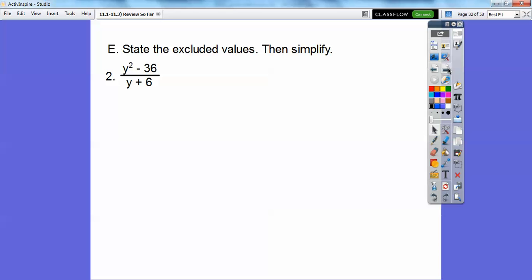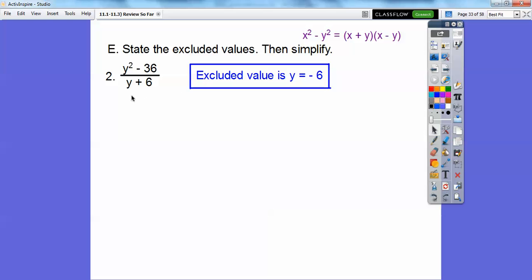Okay, and then let's go ahead and state the excluded values right here. The excluded value is when this denominator equals 0, so y equals negative 6. And then don't forget x squared minus y squared. Here this is y squared minus 6 squared, so that becomes y plus 6, y minus 6. And then the y plus 6 is canceled, so we're left with y minus 6, okay?